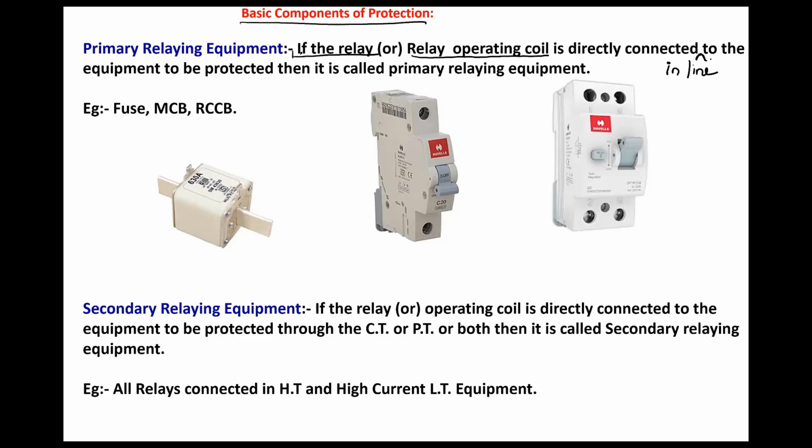Primary relaying equipment. So an example is the fuse. The fuse is directly connected in the circuit for which it is acting as an overcurrent protection. What protection does the fuse offer? The fuse offers overcurrent and short circuit protection.